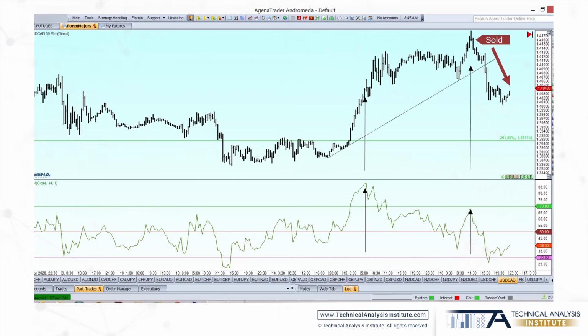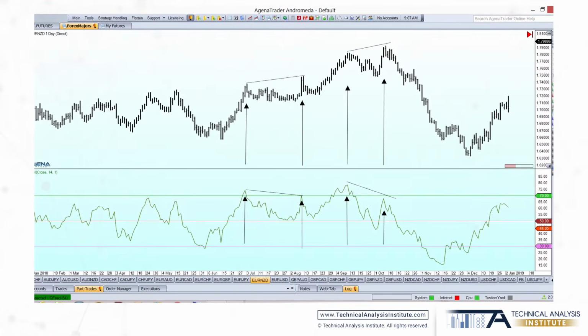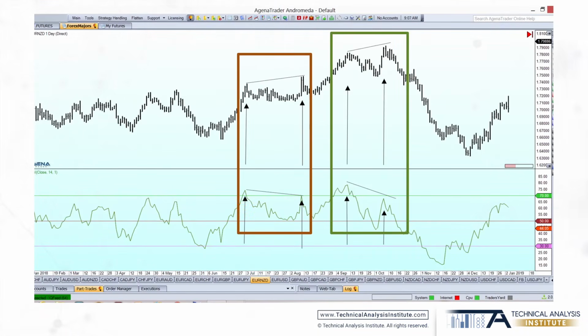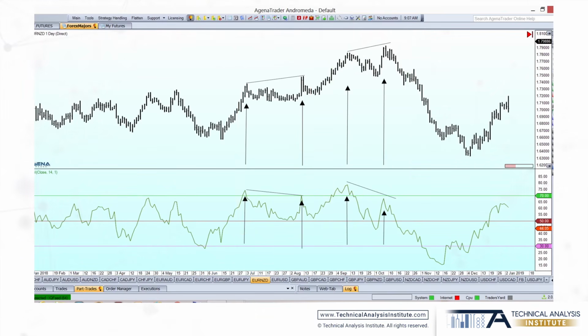But I must confess that in all honesty, finding a good one took me less than 5 minutes. But I did have a hard time finding a failing one for this video. Here is an example of 2 valid bearish divergence signals, where one failed and the other succeeded.